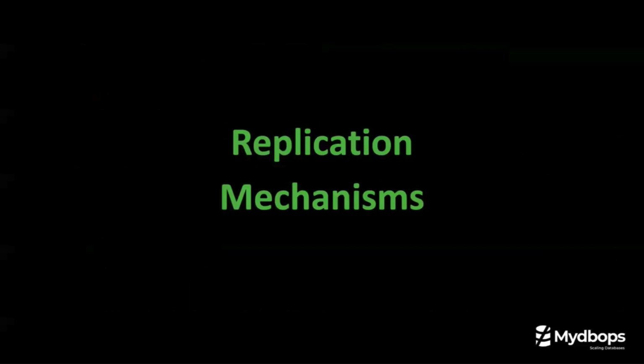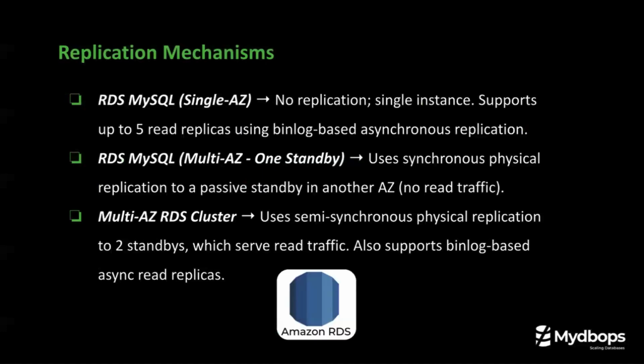Let's talk about replication mechanisms in AWS MySQL. Replication plays a crucial role in improving availability, scaling reads, and ensuring data durability. AWS offers different replication methods across RDS and Aurora, each designed for specific use cases. Let us break them down. AWS RDS single AZ. In this setup, there is no built-in replication. However, we can add up to 5 read replicas using binlog-based asynchronous replication. This helps scale reads, but there is some replication lag. If the primary instance fails, a manual failover is required.